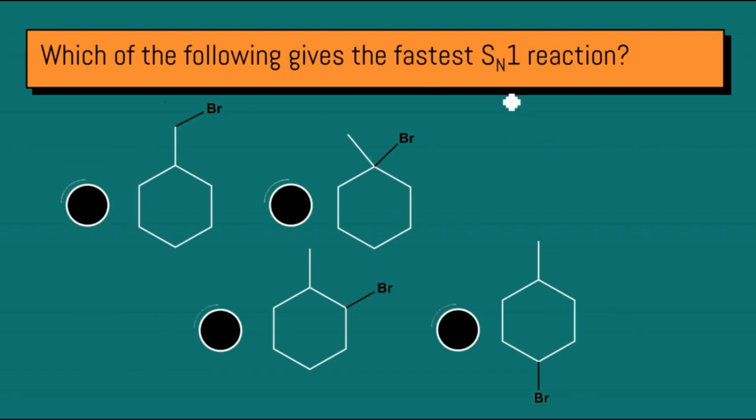Which of the following gives the fastest SN1? Reminding you guys, this is not a phenyl ring, these are cyclohexanes. The first one is again primary. In the second one, I have 1, 2, 3 groups attached and then bromine, which makes it tertiary. This one is CH2Br, which is primary once again, and this is also primary. So which will give you the fastest? That is the tertiary one.